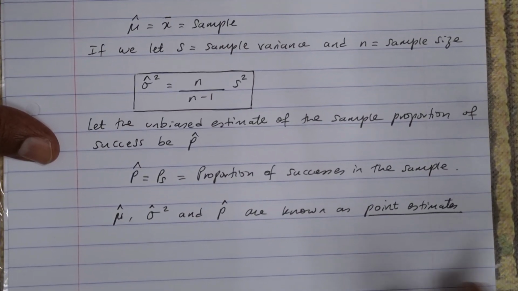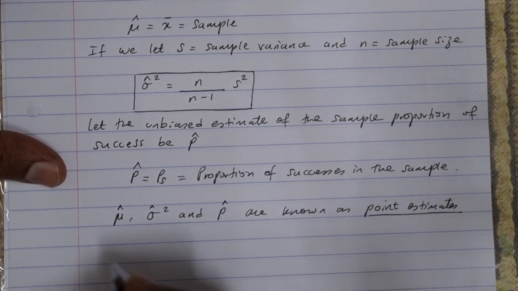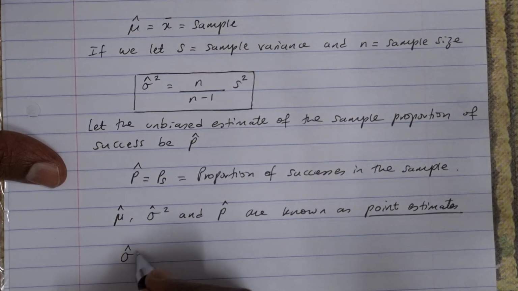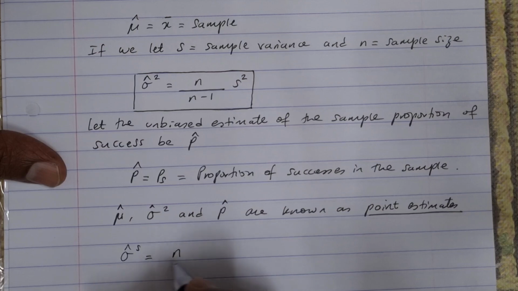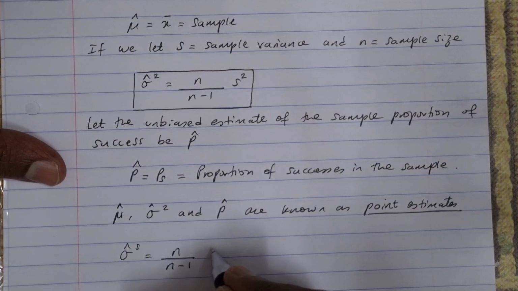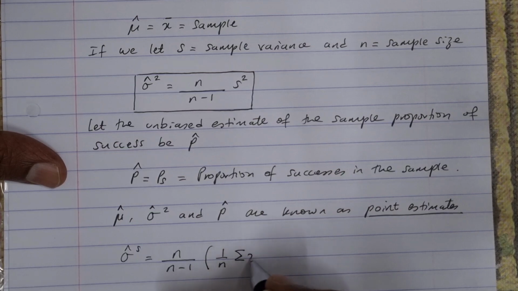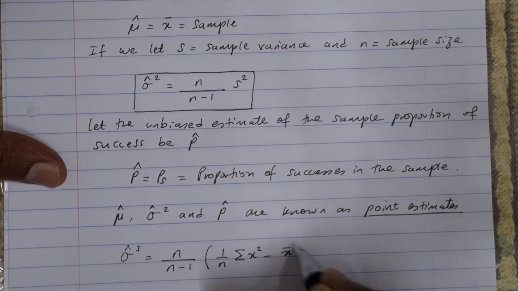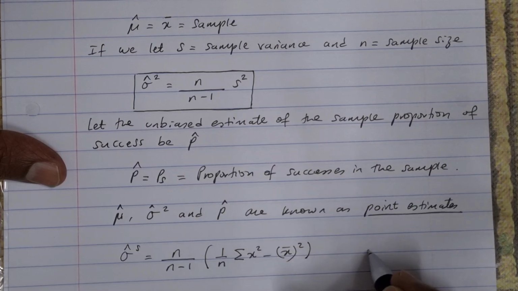But before we finish off, I would also like to give you my favorite one. When it comes to calculation of the unbiased estimate of the population variance, I basically use this formula: n over n minus 1, and inside, 1 over n summation of x squared minus the mean, all of that squared. Here we are.